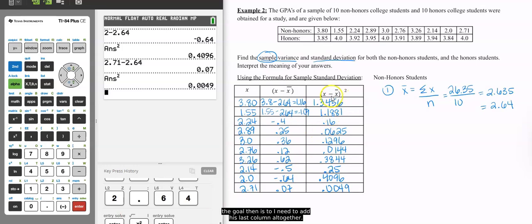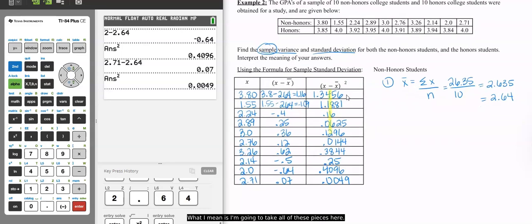Okay, so I filled in all of my columns. The goal then is I need to add this last column all together. So what I mean is I'm going to take all of these pieces here, I'm going to add them all up to see what I end up with. So I'm going to add these all up.